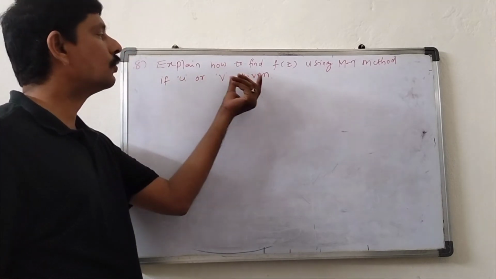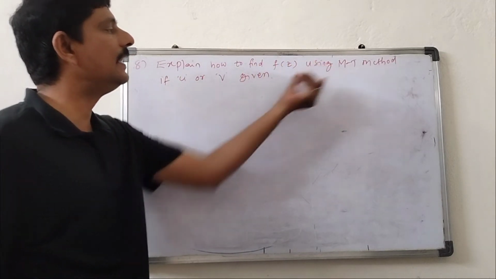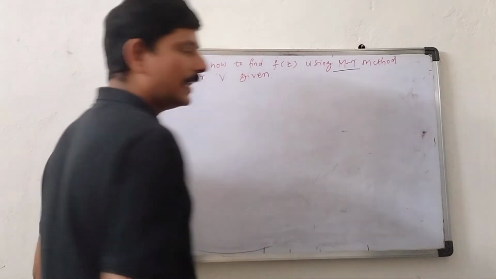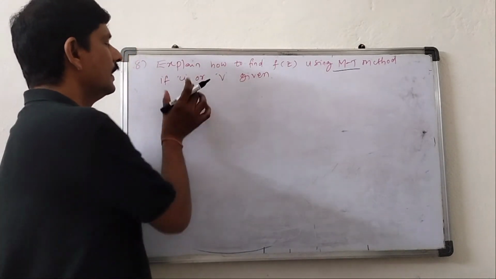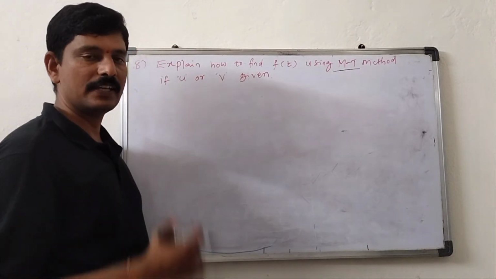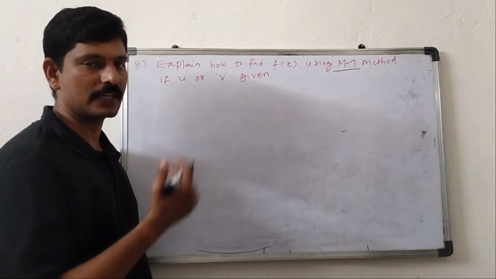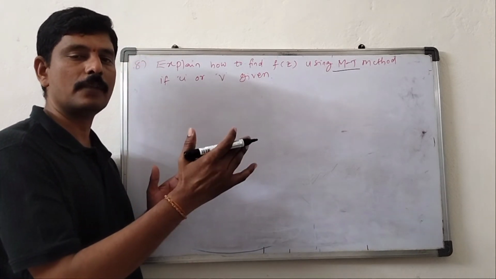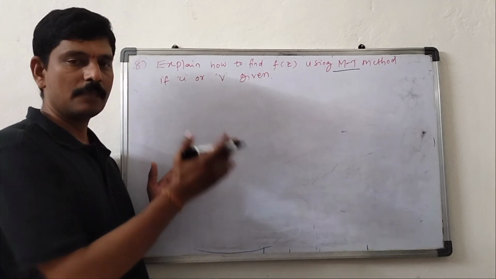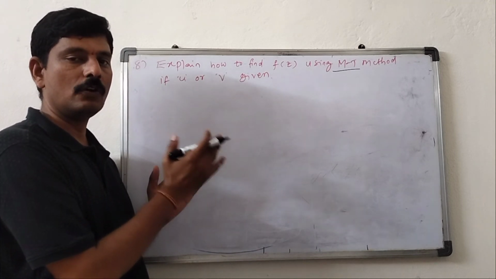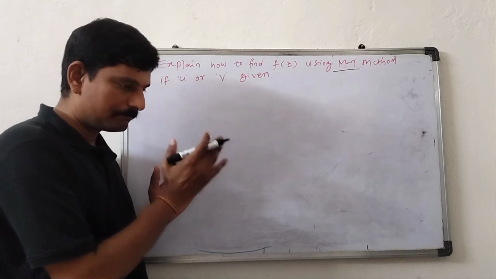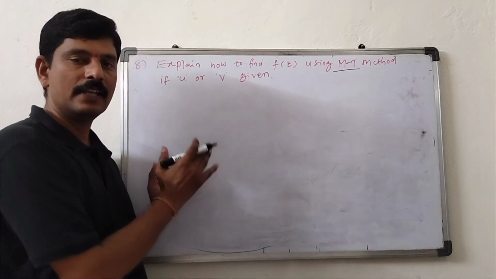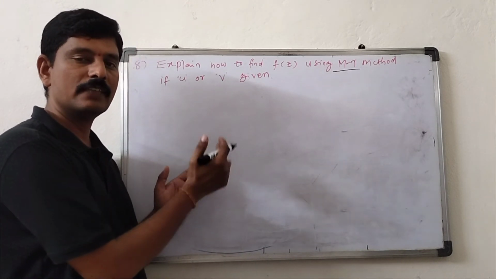Explain how to find f of z using Milne-Thompson. MT is nothing but the Milne-Thompson method. If u or v is given, that means if the real part is given or the imaginary part is given. If we know how to find v when u is given, the similar process can be applied when v is given to find u.